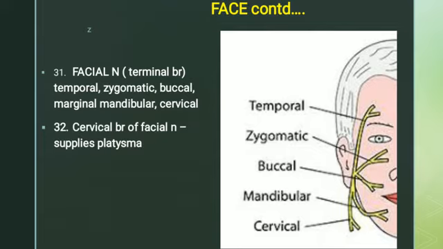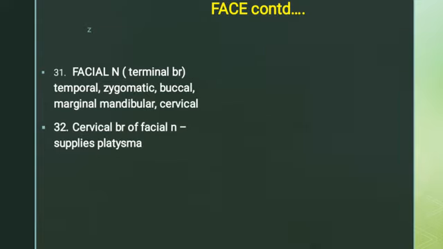The temporal branch supplies the auricularis anterior and superioris muscle, upper part of the orbicularis oculi, frontalis and corrugator supercilii. The zygomatic branch supplies the lower part of the orbicularis oculi. The buccal branch supplies the rest of the facial muscles except risorus, depressor anguli oris, depressor labii inferioris and mentalis, which are supplied by the marginal mandibular branch. Lastly, the cervical branch of the facial nerve supplies the platysma.